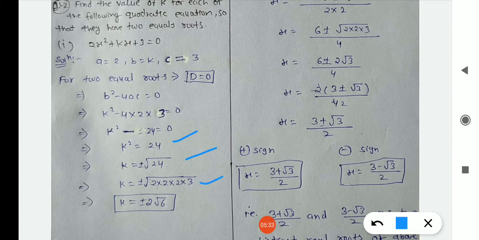Now I find the prime factors of 24. It is 2 into 2 into 2 into 3. So a pair of 2s is common, so k is plus minus 2 root 6. So this is our answer.